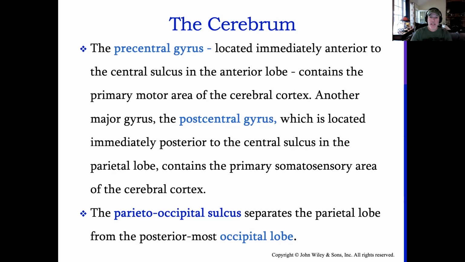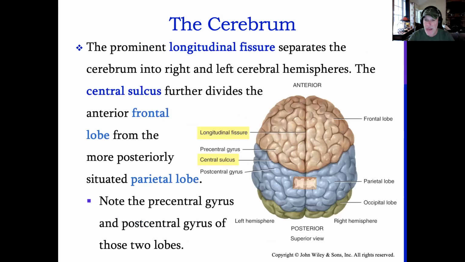On the surface of the brain, we have all of these ridges of brain matter that we call gyri, and we have all of these depressions between the ridges that we call sulci. There is a primary sulcus that separates the frontal lobe from the parietal lobes that we call the central sulcus. And on either side of that, we have a very prominent ridge of brain matter. This would be the precentral gyrus, okay? And then this would be the postcentral gyrus. Notice they're on different lobes of the brain.